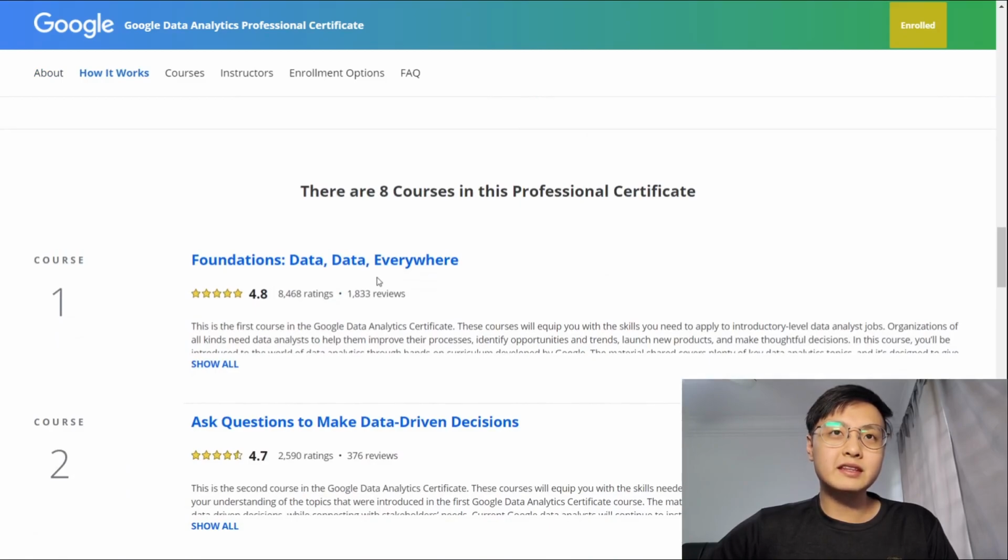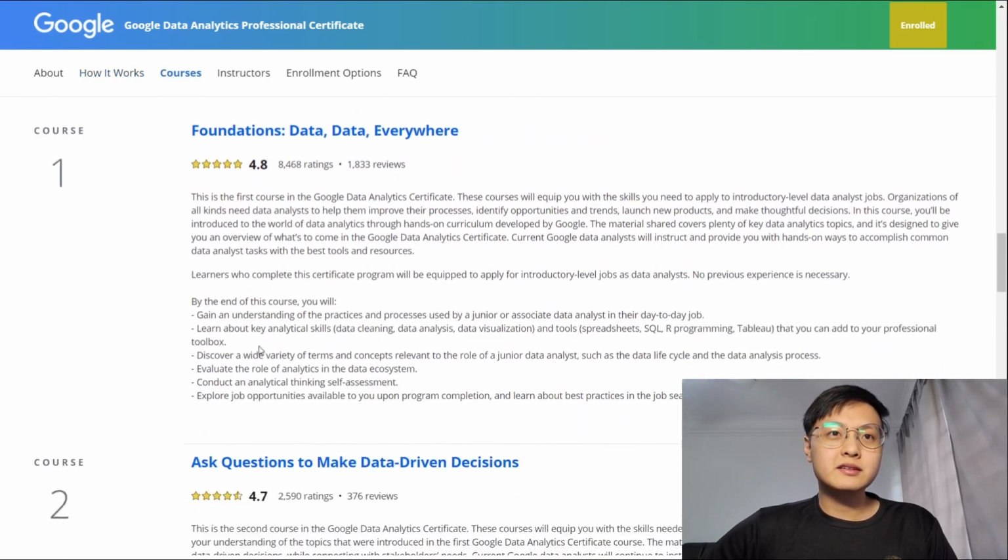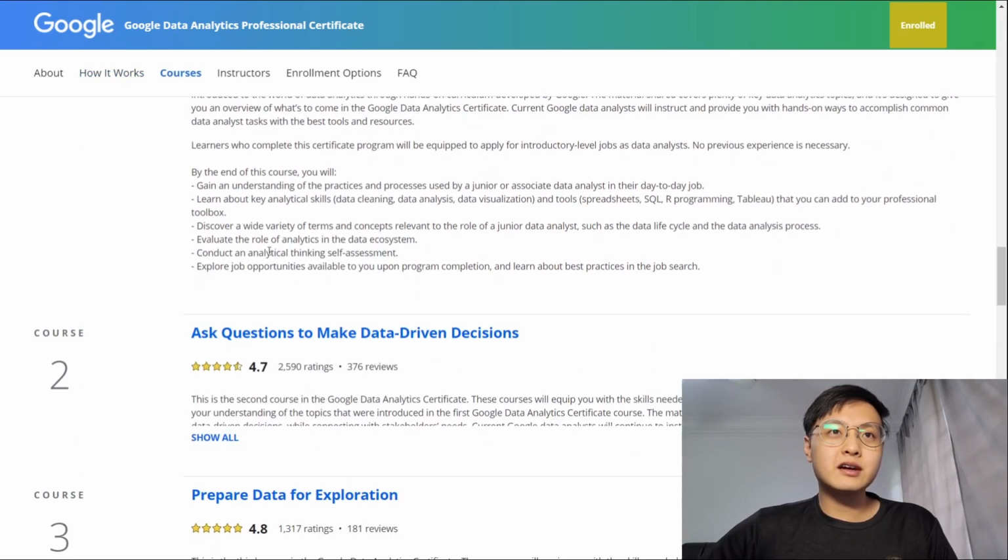So let's look at the main 8 courses offered by Google in this certificate. Firstly, you begin with Foundations, Data Everywhere. This is more of an introduction to people who are still new to data, giving some basic definitions of each topic. And you'll also then learn how to conduct analytical thinking, self-assessments, as well as learn more about the job opportunities available to you when you're done with this course. So I would say these are some of the more basic concepts being taught in this course.